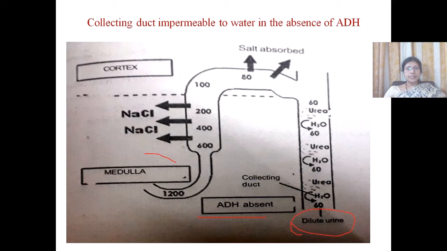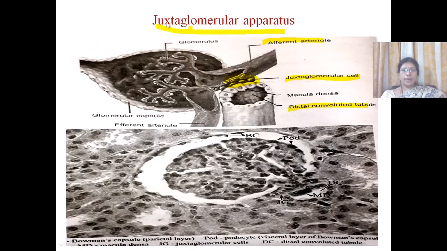In alcoholics, the water balance is disturbed and dehydration occurs, and water is lost in large quantities through urine. The reason for this is that alcohol inhibits the antidiuretic hormone, which is responsible for water reabsorption. Many diuretic medicines cause excess water excretion through urine and lower blood pressure. Now let us see the juxtaglomerular apparatus.